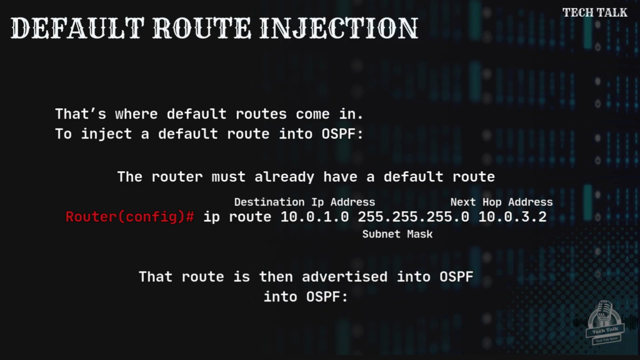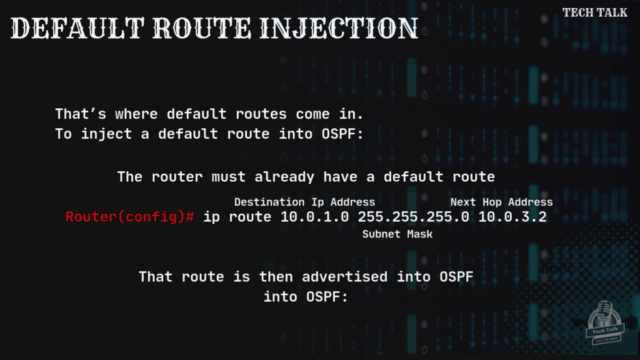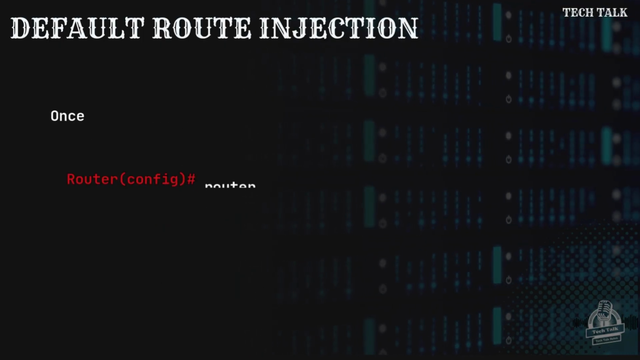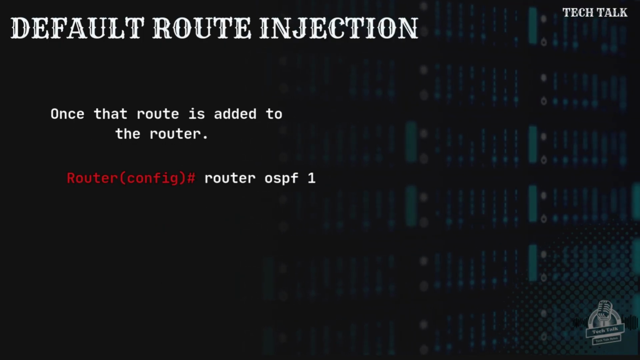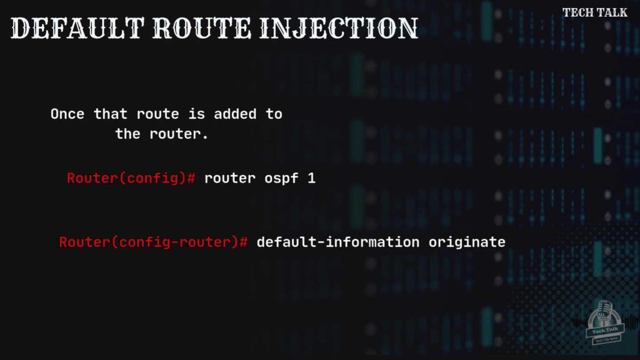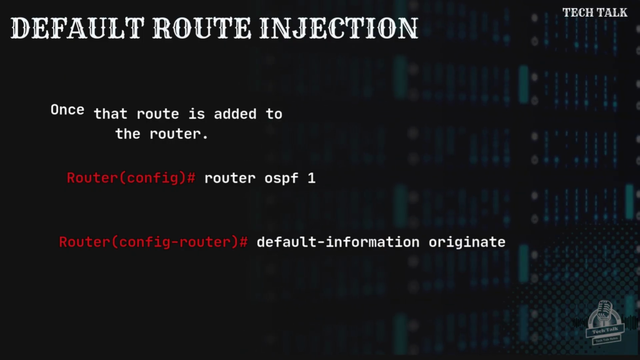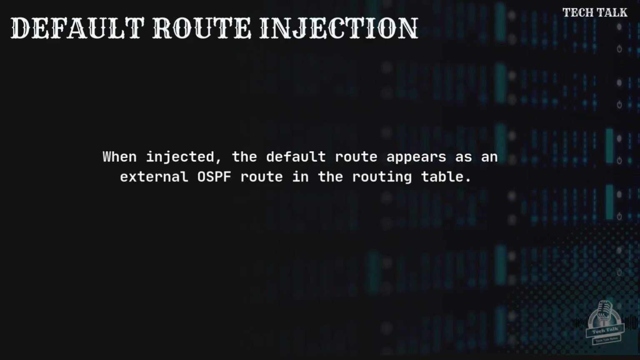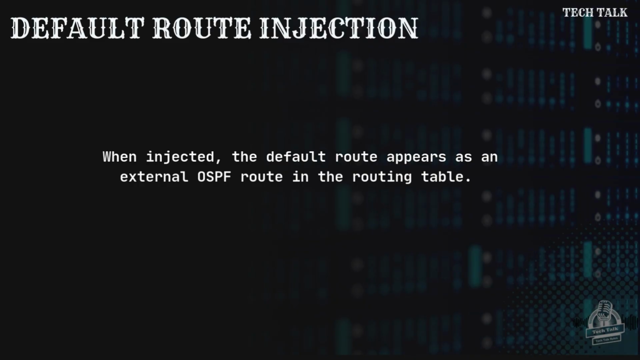10.0.1.0, 255.255.255.0, and its next hop address, 10.0.3.2. Once you have your default route set, you can then use from Global Config, router ospf 1, default-information originate. That route then is advertised into OSPF. However, when injected, the default route appears as an external OSPF route in the routing table.